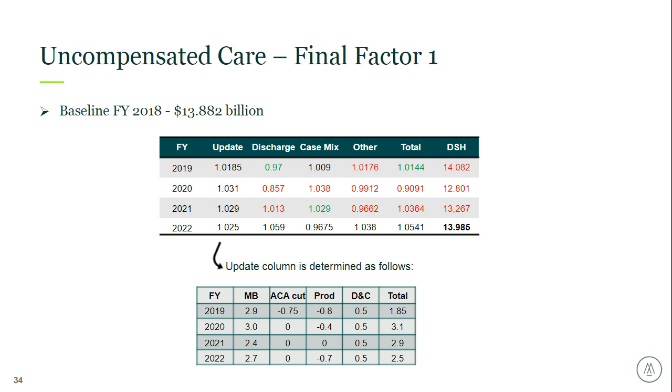You know, and then for 2022, the factors increase such that the final projection is $13.985 billion, or a little more than $1 billion less than last year's estimate. I think one notable item in the trending is that discharge column.